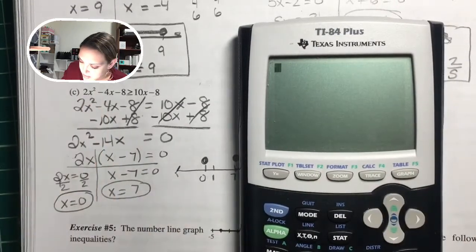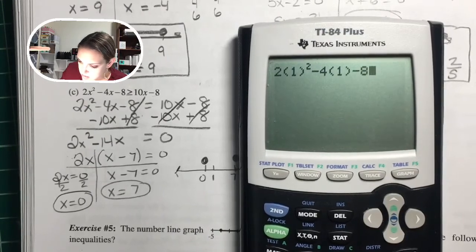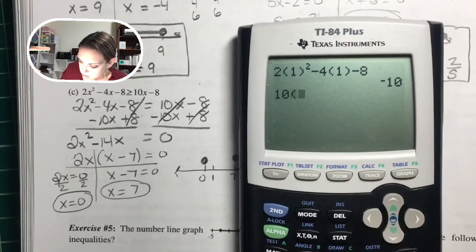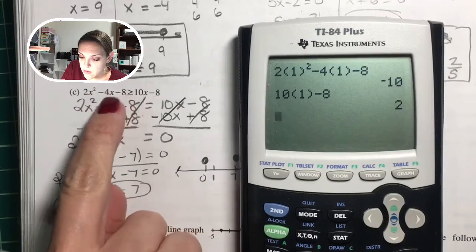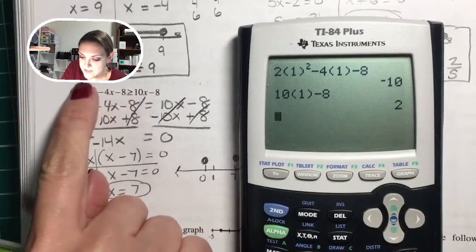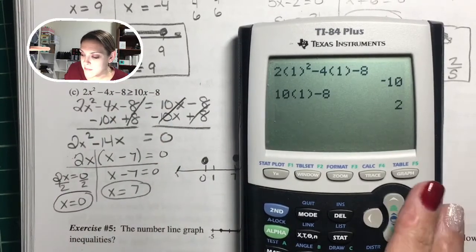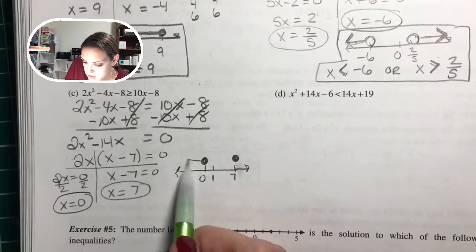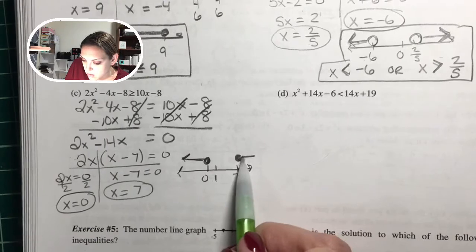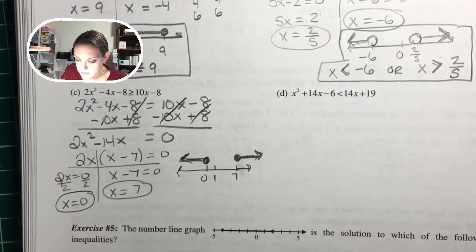We're going to plug a 1 into the left side, and we're going to plug a 1 into the right side. And we get negative 10 bigger than or equal to 2. So is negative 10 greater than or equal to 2? No, it's not. That means that 1 is not an answer, so that means our answers are around it in this opposite direction. So that's how we're writing our arrows.